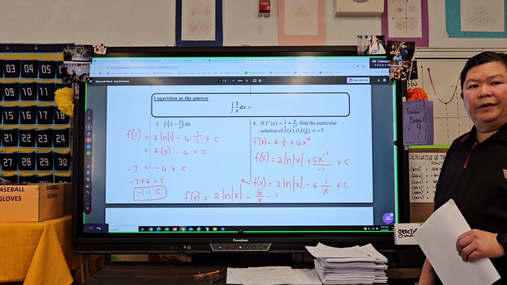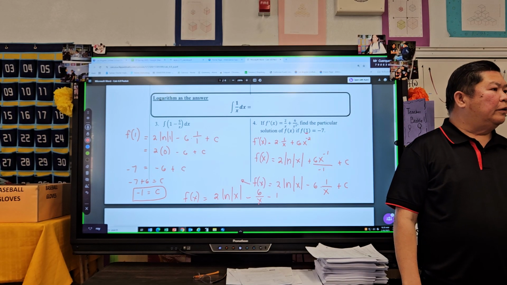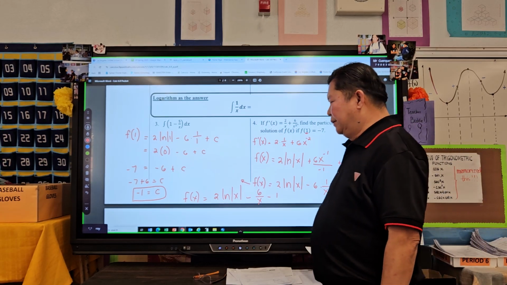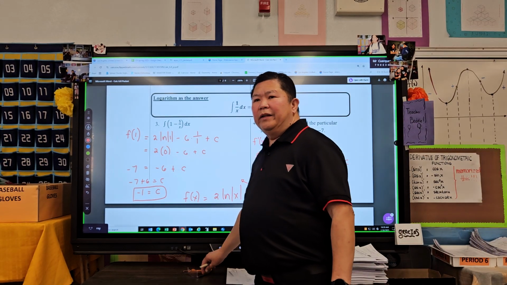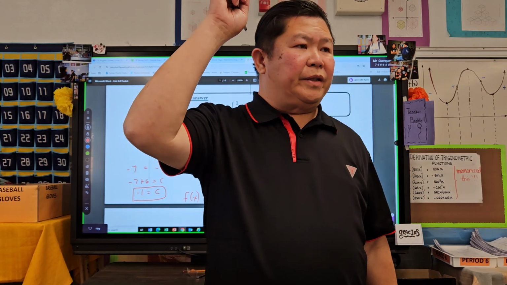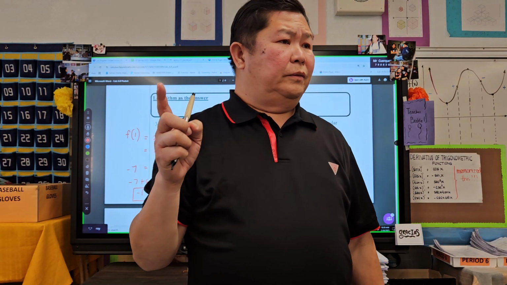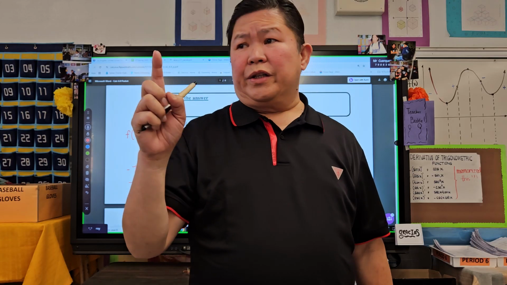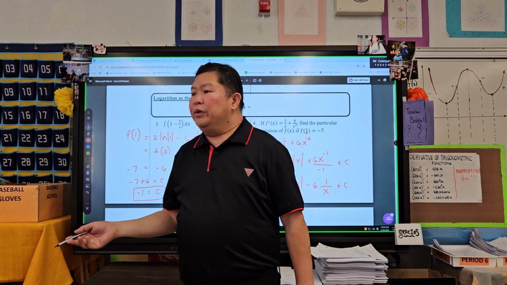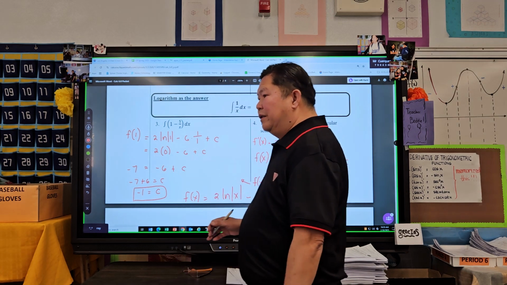Any question on problem number 4? So again, as a summary: once the question asks for a general solution, your answer should have plus C. But for a particular solution, you find the value of C. Okay?